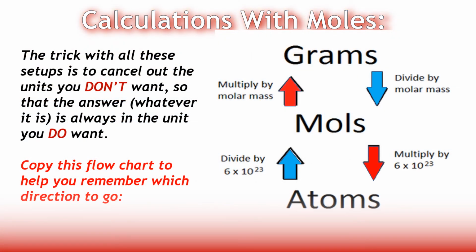Now, the trick with all of these setups is to cancel out the units you don't want, so that the answer, whatever it is you do want, is always in the unit you do want. This flow chart here you might want to copy. Grams, leave a space, moles, leave a space, atoms, and you have arrows going up on the left and arrows going down on the right. And notice the neat symmetry of it, how on one side you multiply by the molar mass and divide by Avogadro's number. On the opposite side, when you're going the opposite direction, you divide by the molar mass and you multiply by Avogadro. It's very convenient and very neat and logical, very symmetrical.